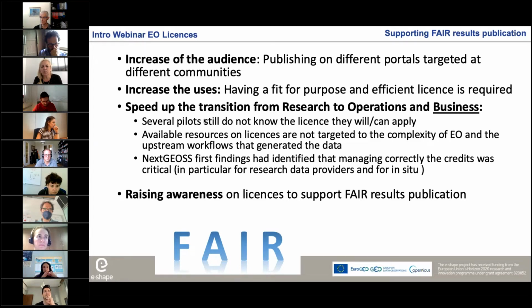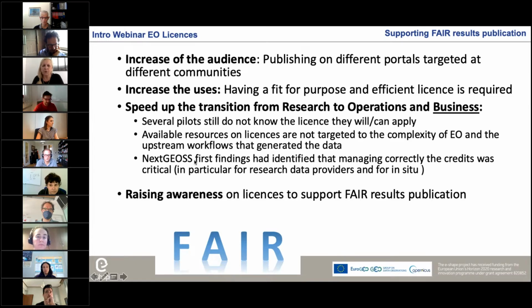that the available resources on licenses are not really targeted to the complexity of Earth observation and of the workflow, because you usually chain data that you combine with software and so on before delivering your final results. And this can be a whole workflow of components that can make the usage license and rights more complicated.